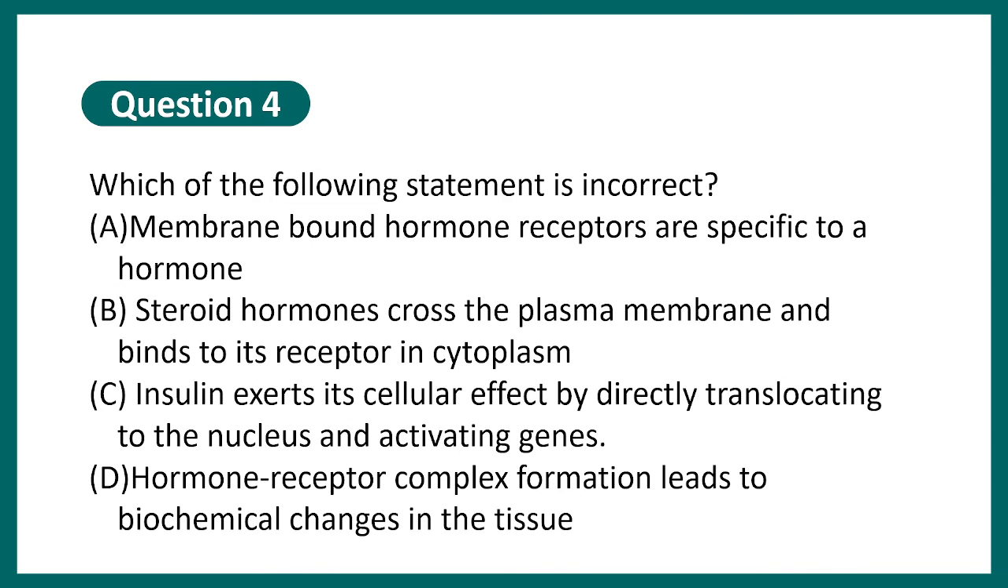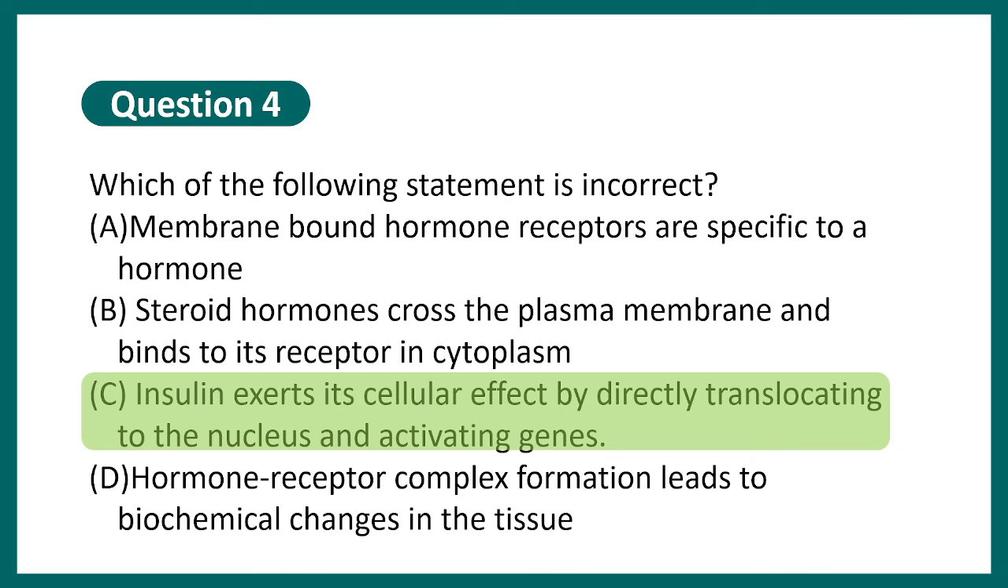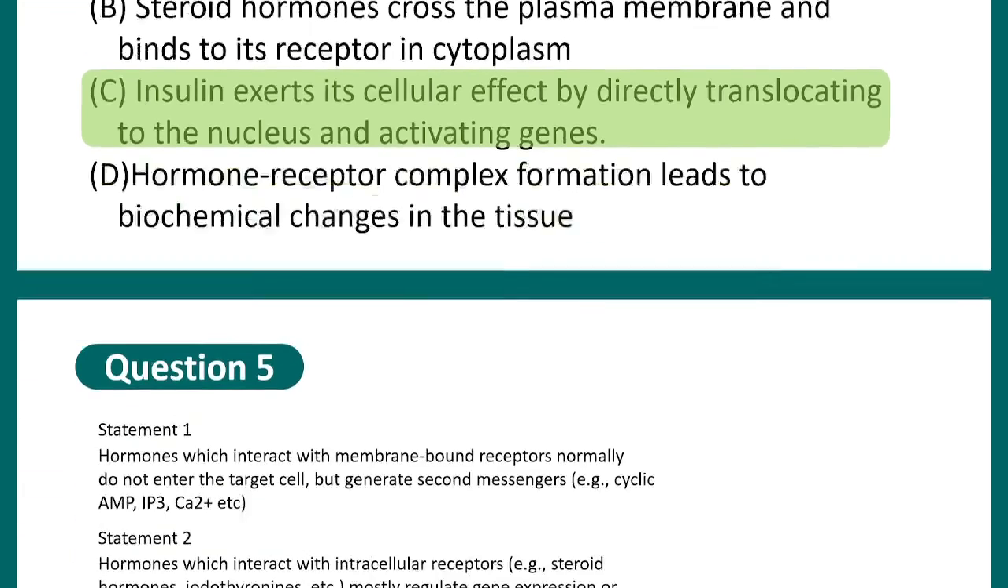Question number 4. Which of the following statement is correct? Membrane bound hormone receptors are specific to a hormone. Then steroid hormones cross the plasma membrane and binds to its receptor in the cytoplasm. And the correct option here is option C, right? Because insulin exerts its cellular effects by directly translocating to the nucleus. So this is an incorrect statement. Insulin is a peptide type hormone. It cannot cross the membrane, and that's why this is the correct option.